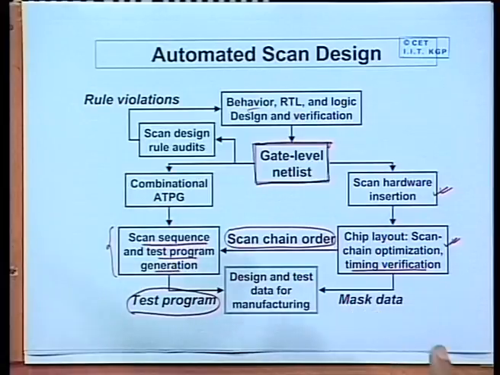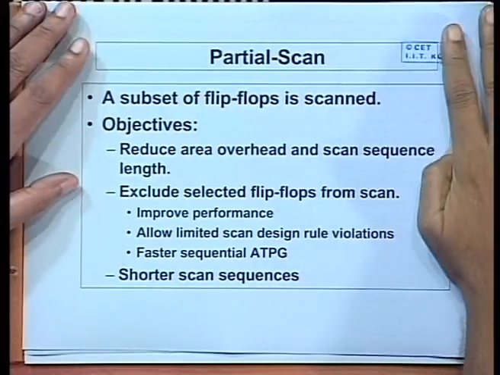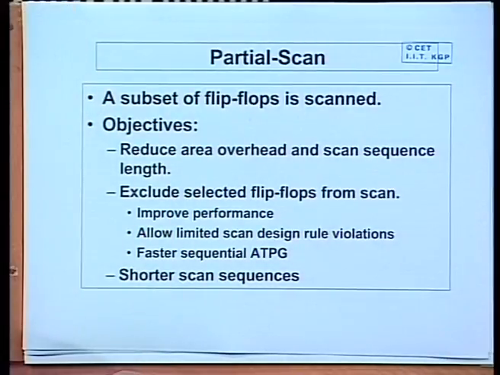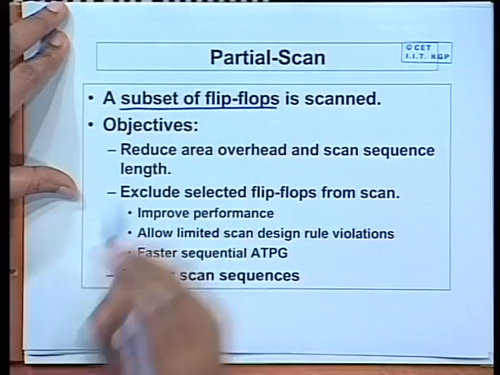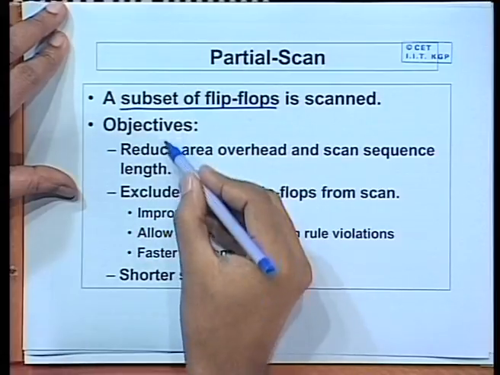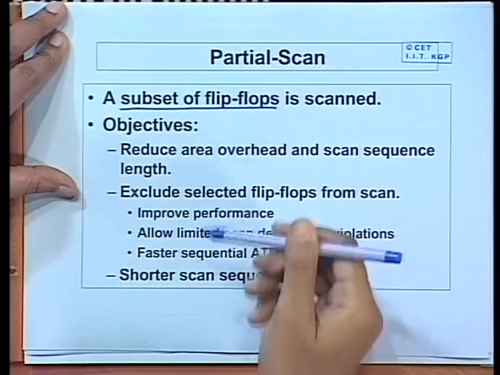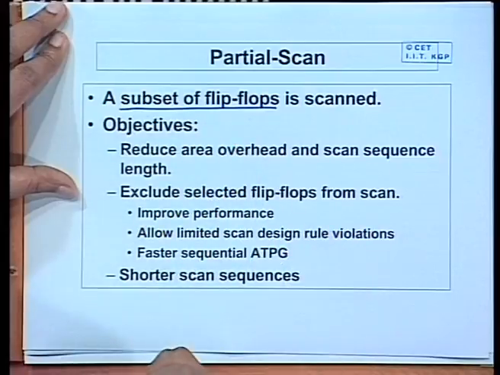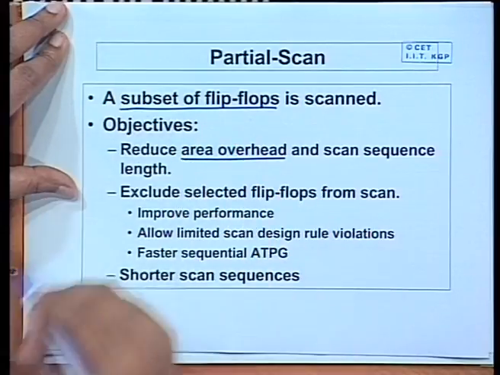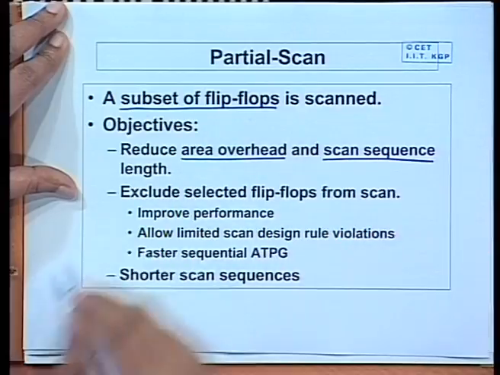Now, I told you that it is not mandatory to have all the flip flops in a circuit present in the scan chain. You can have something called partial scan also. Now, let us see why this is required, what is the motivation behind having partial scan. Well, obviously, partial scan means a subset of the flip flops are scanned, and some of the objectives which are listed here are also obvious. Since we are not converting all of the flip flops into scan flip flops, area overhead is reduced and scan sequence length is also reduced.